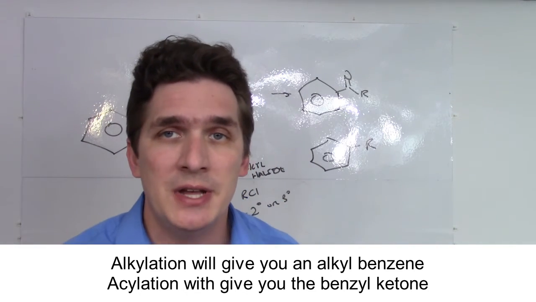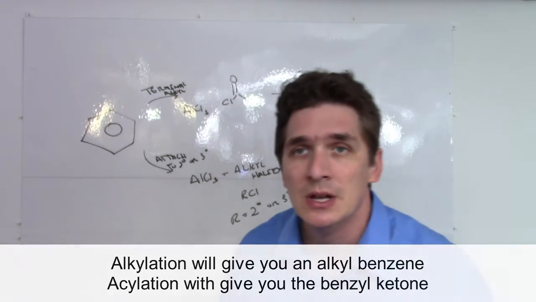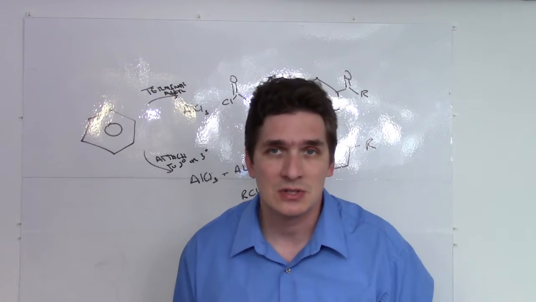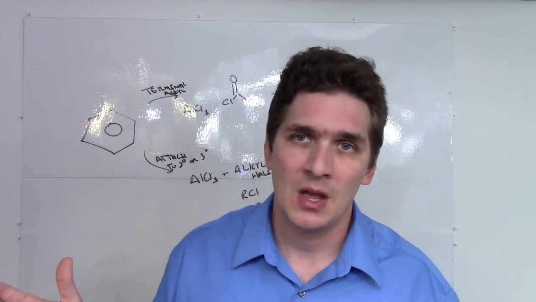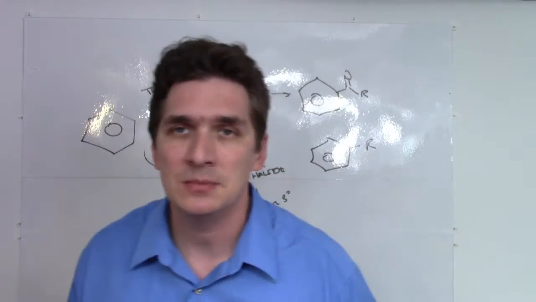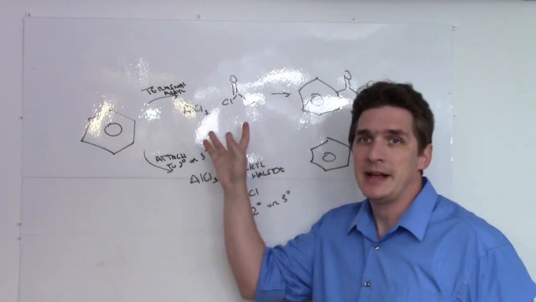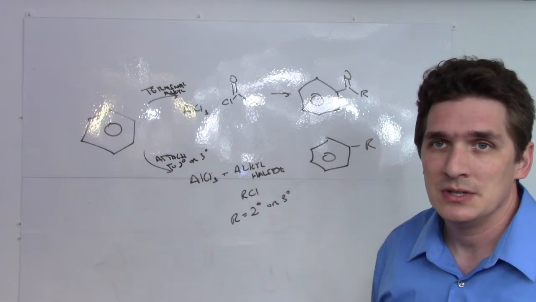Now, if you're just trying to attach a secondary or tertiary alkyl group to the benzene ring, this is pretty simple. But generally you're not trying to do that, or you don't want to limit yourself to just those scenarios. So what if you want to attach a propyl group, and you want to attach it at the very end of the propane group? In this case, you would do this, which is called Friedel-Crafts Acylation. And we're going to talk about in the next video how to get rid of this ketone.